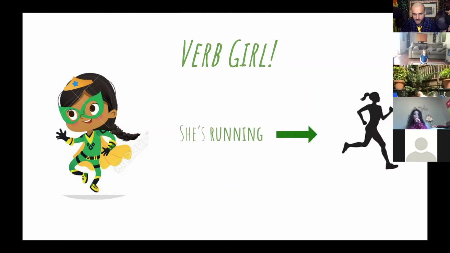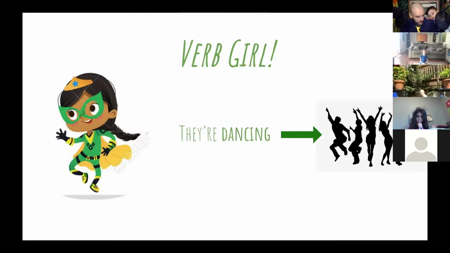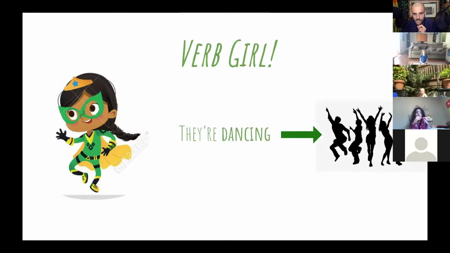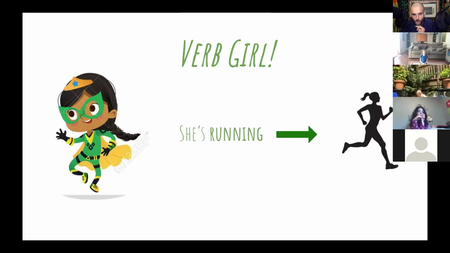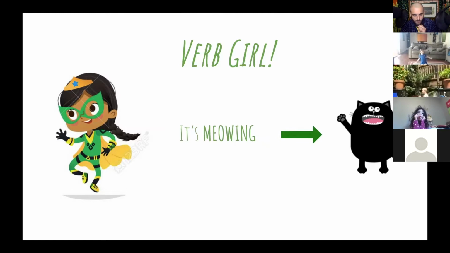That woman is running. This person is jumping. These people are dancing. And this cat is meowing. All of these, meowing, dancing, jumping, running, are verbs that Verb Girl can name. They're all actions. Running, jumping, dancing, meowing. Verb Girl.